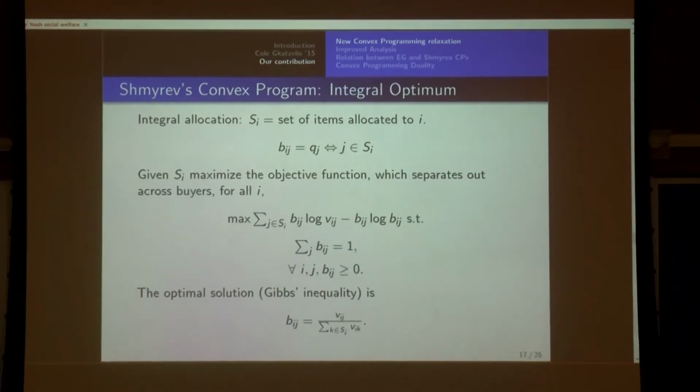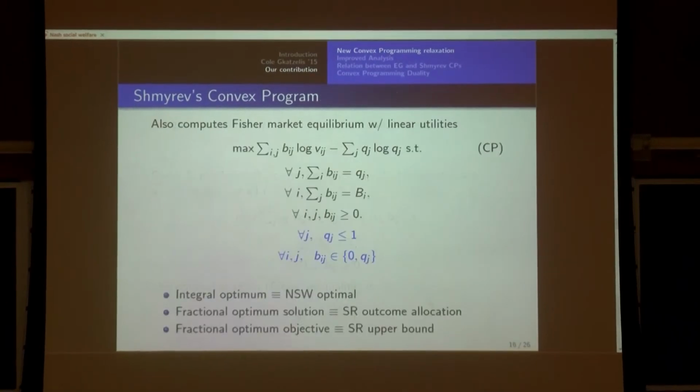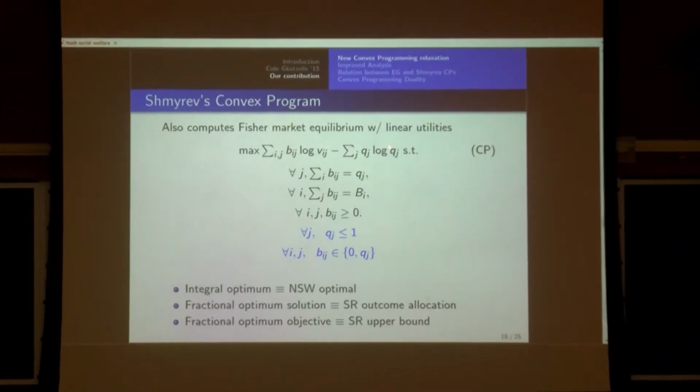So why is this? What is happening? Why is this capturing the Nash social welfare? What does this have to do with Nash social welfare?